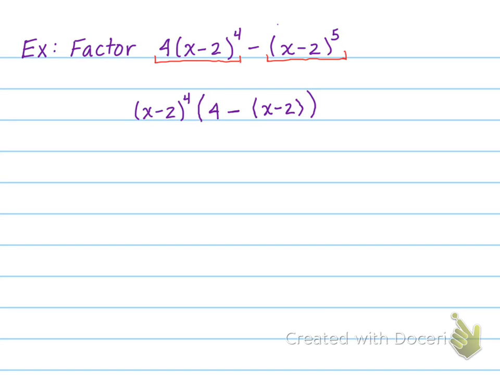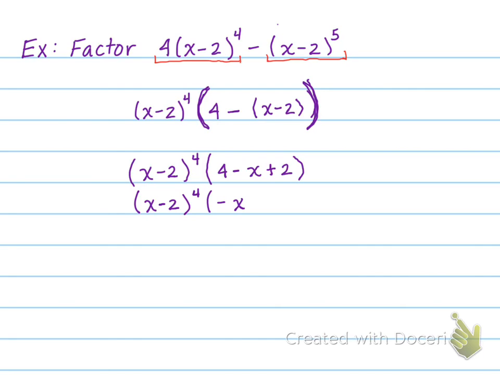So I put parentheses around the inner x minus 2 because I want to distribute my negative. But then these are the parentheses around my leftovers, so to speak. So within a factor itself, you can simplify. You can distribute that negative and combine like terms because the only thing happening inside that factor is addition or subtraction. So we can condense that as much as we want. So we have x minus 2 to the 4th, and then 4 minus x plus 2. So x minus 2 to the 4th and negative x plus 6.